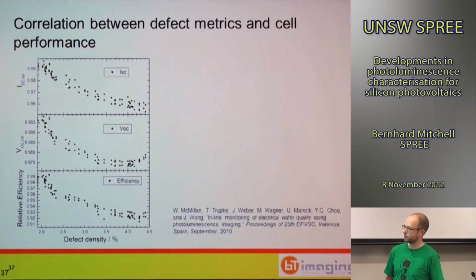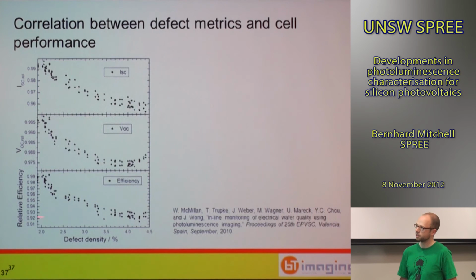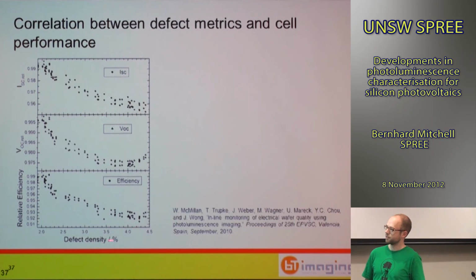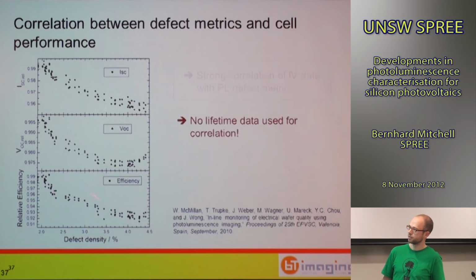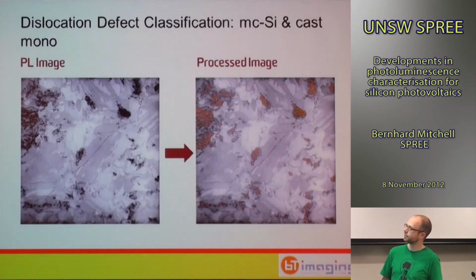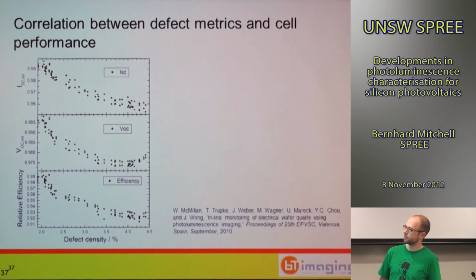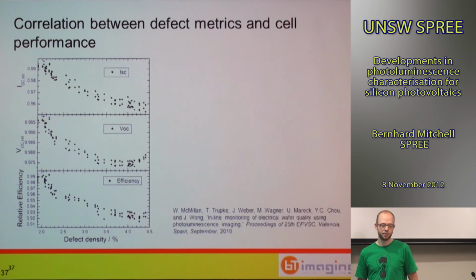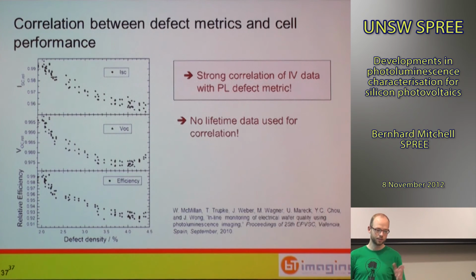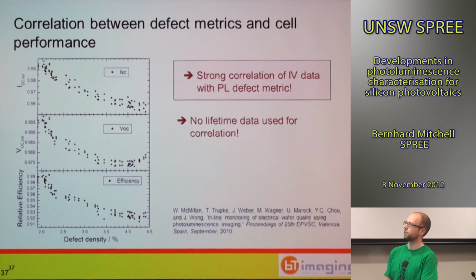We come up with a metric which is non-disclosed, but basically we can come up with a defect density, and that's correlated with the various cell parameters very well. And this is just one study. This has been done by several institutes around the world, and it has been shown that the IV data strongly correlates with any sort of proprietary defect metric.